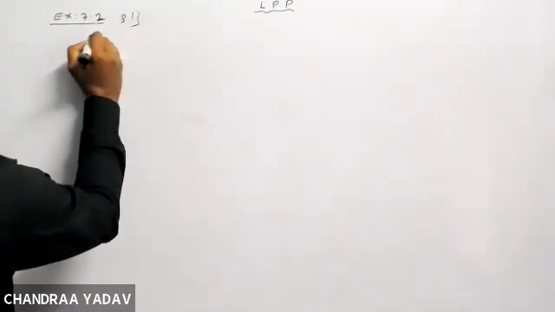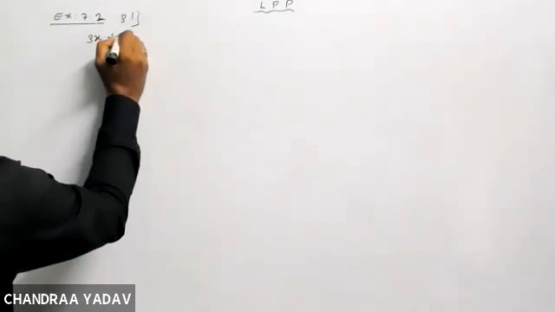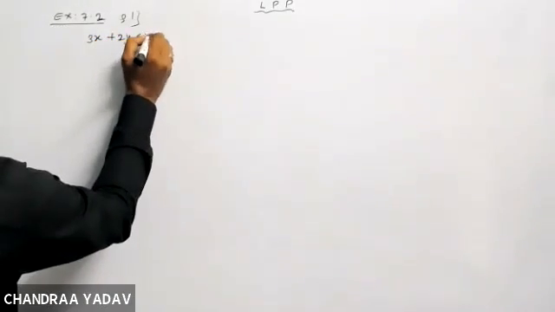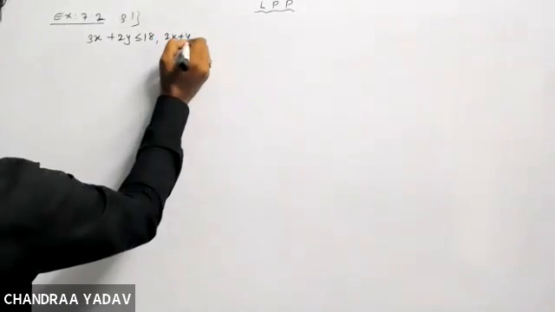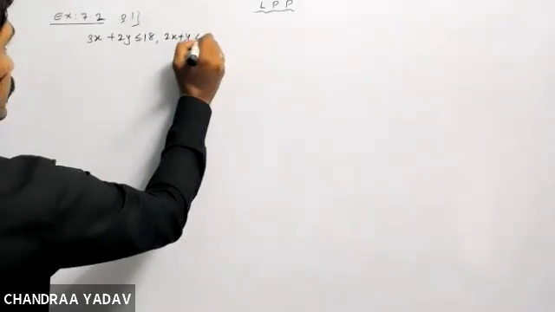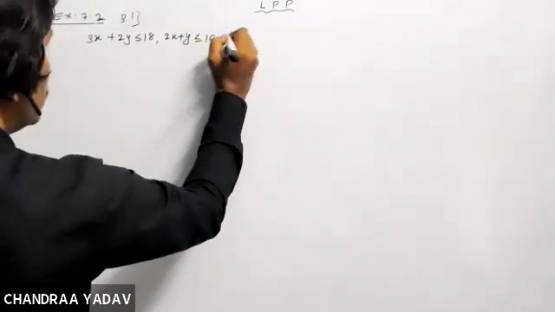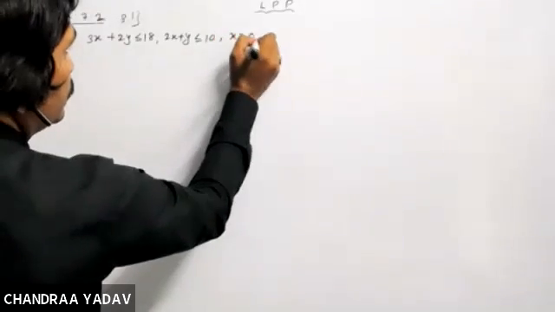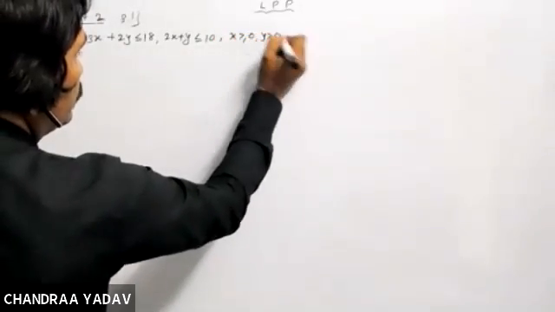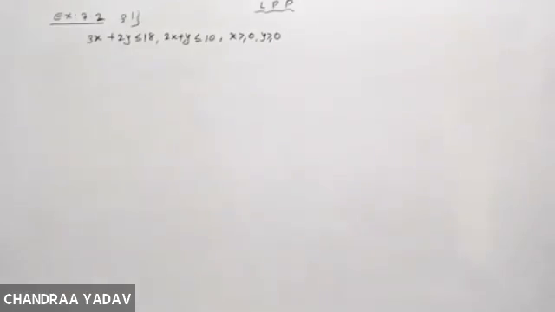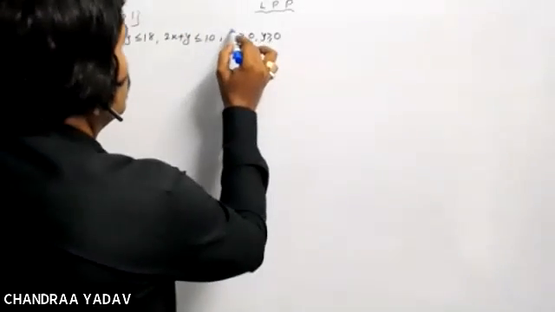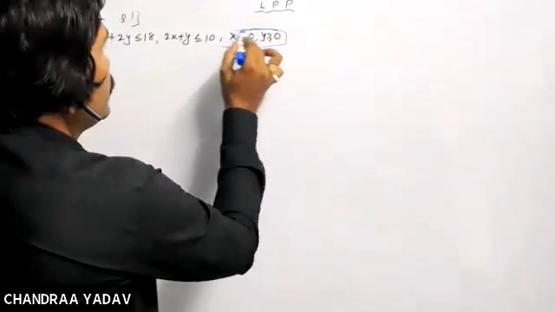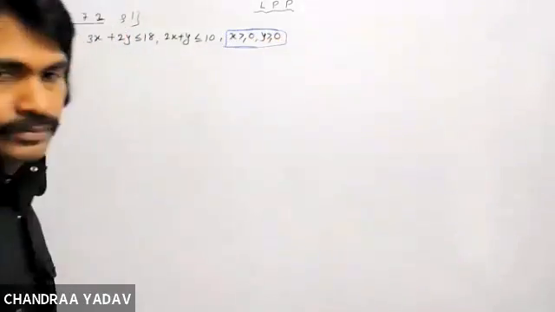So we'll write here 3x plus 2y is less than or equal to 18, 2x plus y is less than or equal to 10, x is greater than or equal to 0, y is also greater than or equal to 0. Now, in the earlier question, this condition was not there.